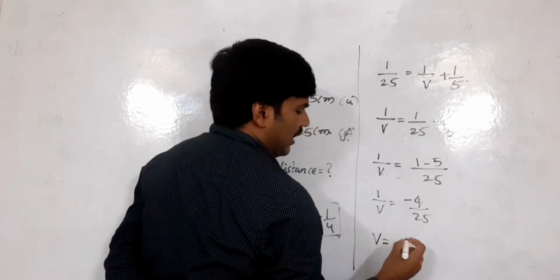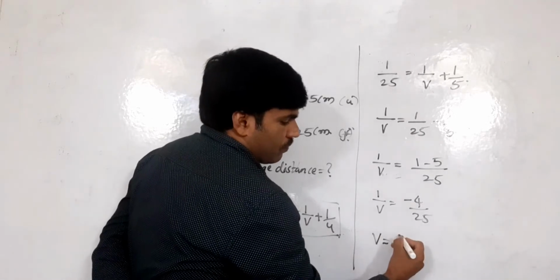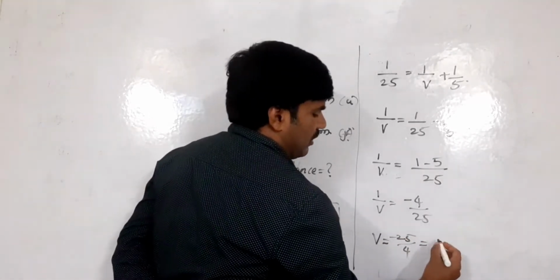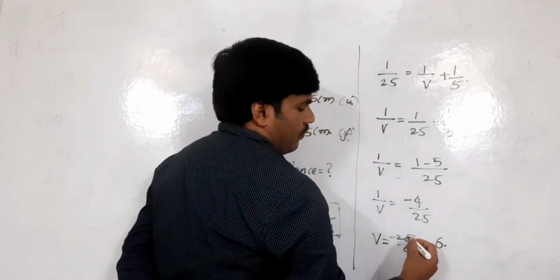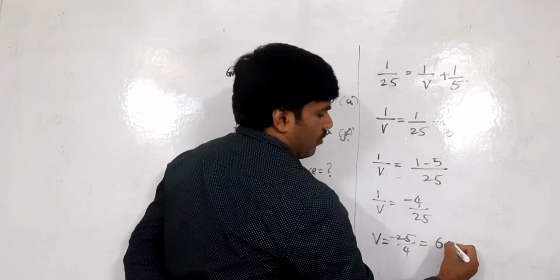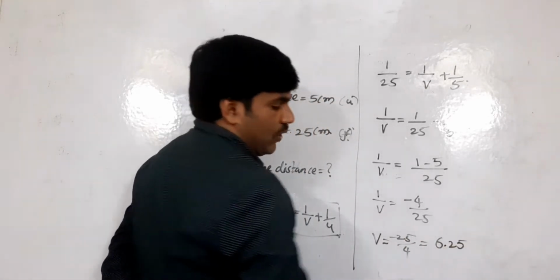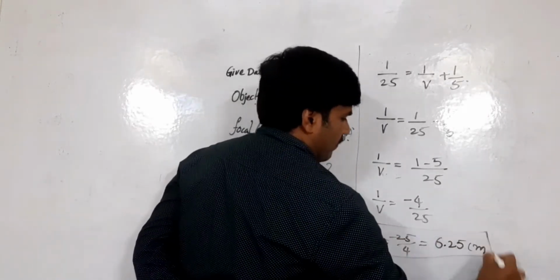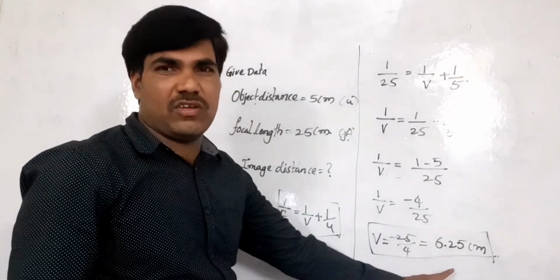This is also written as v is equal to minus 25 by 4, which is equal to minus 6.25 centimeters. This is the image distance.